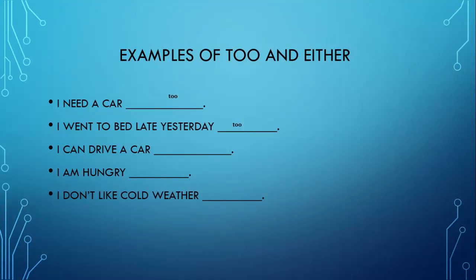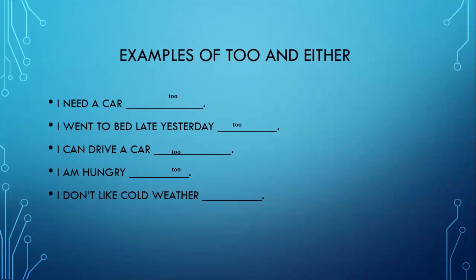Number 3, I can drive a car too. Thank you, Nabiha. I can drive a car too, because the sentence is a positive sentence. Okay, let me ask somebody else because there are a lot of other girls. Ayat, beta, you tell me, please. Yes, Ayat. I'm hungry too. Very good. I am hungry too.